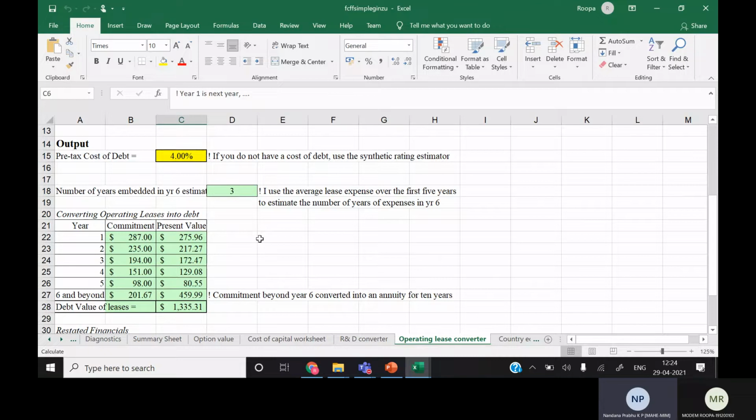In the profit and loss account, it is treated as operating expense. But it is actually debt. Therefore, we have to convert it as debt, and that is what we are doing here. Okay, so can you scroll down?